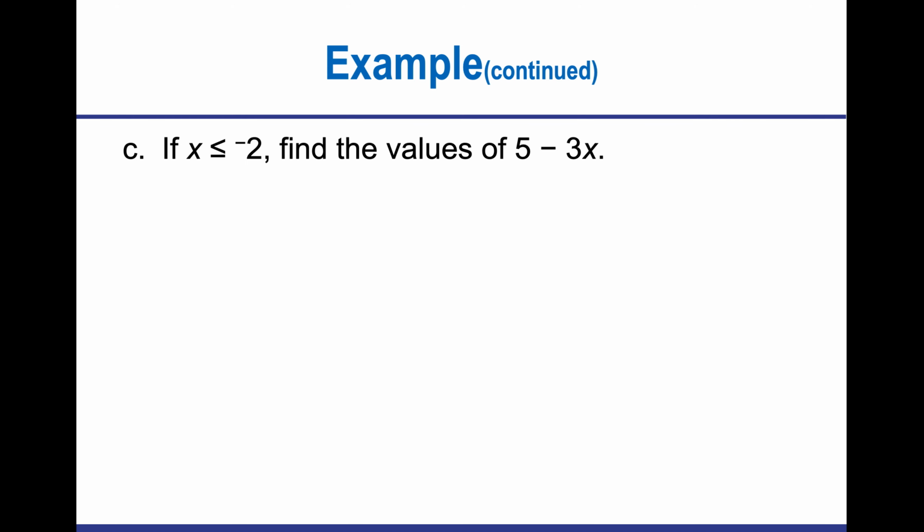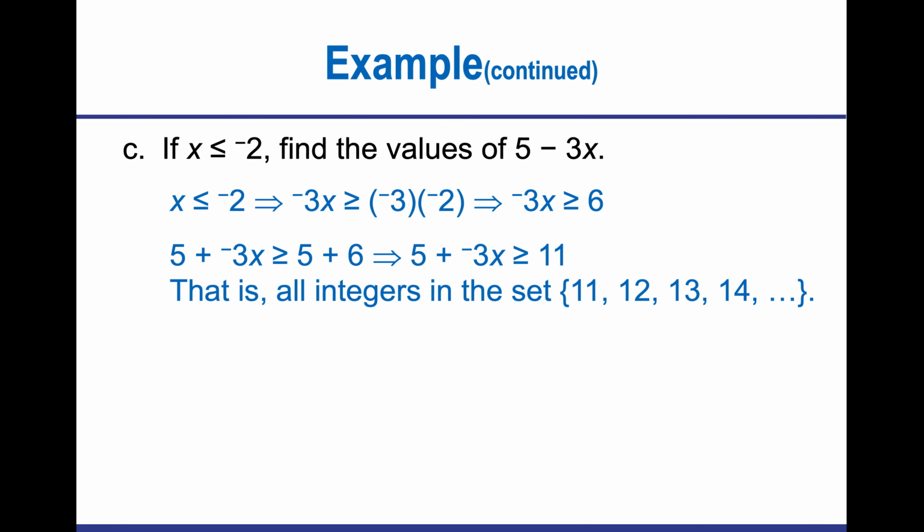If x is less than negative 2, then find the values of 5 minus 3x. Well, let's start looking at this. If it's less than or equal to negative 2, I could just plug in negative 2 to get a feel for where it is. When I do that, I can see that I'm going to get something in the form of negative 3x is greater than or equal to 11. Well, the set of integers that are greater than 11 would be 11, 12, 13, 14, and so on. And that's the culmination of this lesson. I will post a little bit more in depth about inequalities, so you have the option of watching that.